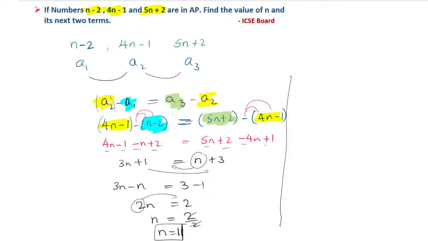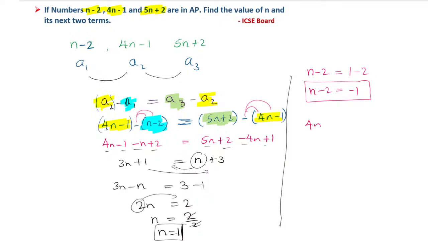Now we have to find the three terms. N minus 2 we have to find. N minus 2 value will become, n value is 1, I have taken 1 minus 2. 1 minus 2 is how much? Minus 1. So n minus 2 value will be minus 1. The first term will be minus 1.